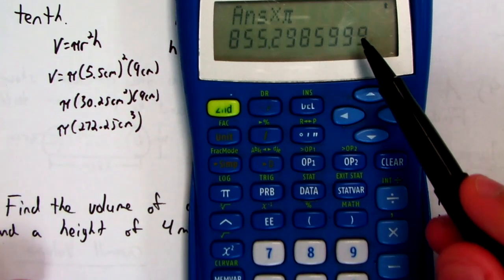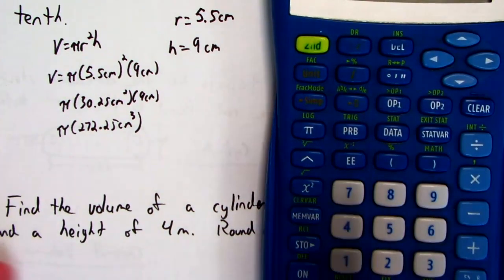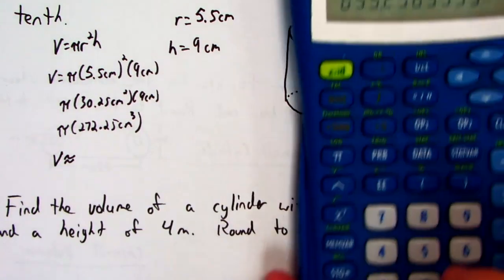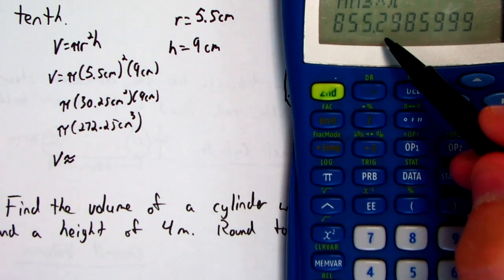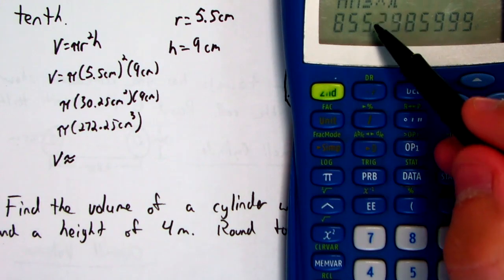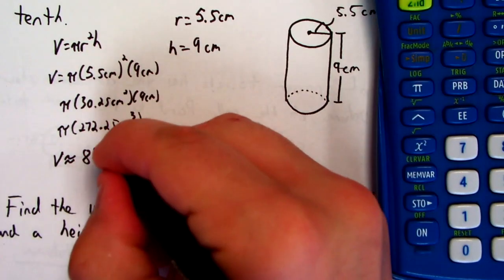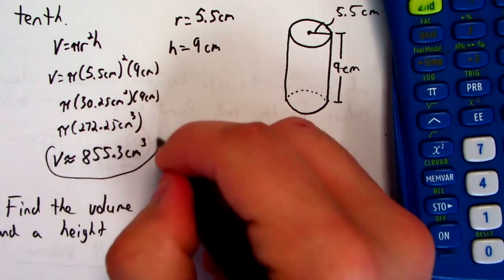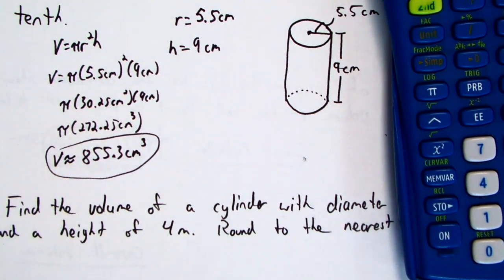So it says round to the nearest tenth, which means we'd have 855. So this volume is about 855. Because we're rounding to this number here, we want to look at this one here to see if it's 5 or more. And it is 5 or more, which means this 2 raises up to become a 3. So it's going to be about 855.3 cubic centimeters. We use the about symbol because we're rounding. And that's how you do example 1.